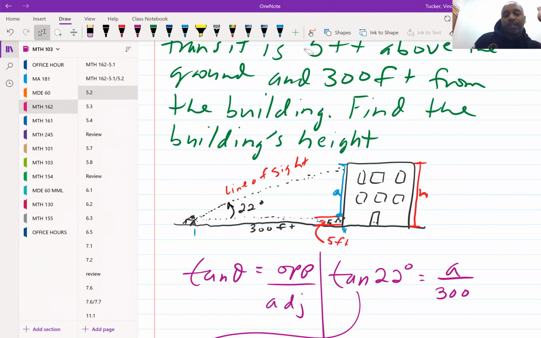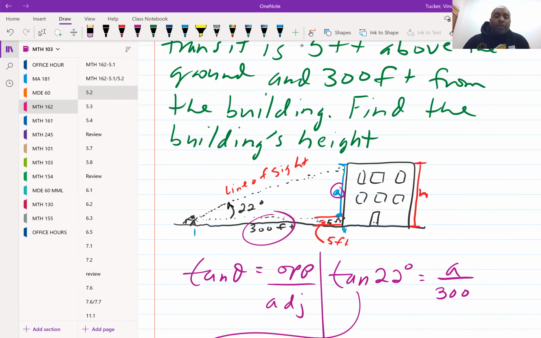So I'm going to use tangent because tangent is opposite over adjacent. Opposite of my 22-degree angle is A, and of course, adjacent to it is the 300 feet. So that's how we got this set up right here. Tangent of 22 degrees is equal to A over 300.